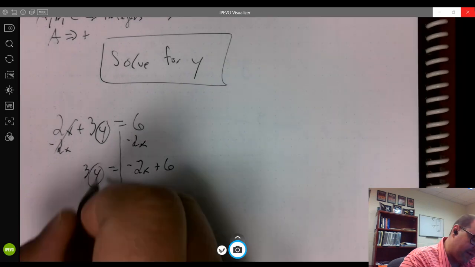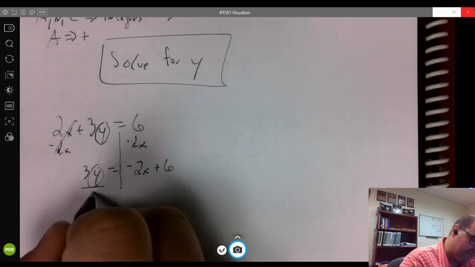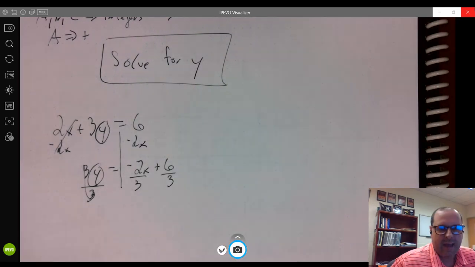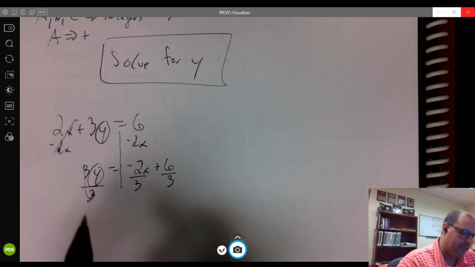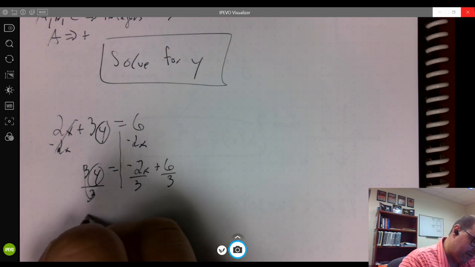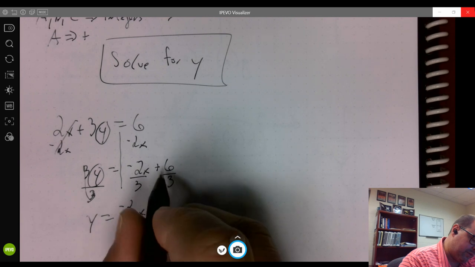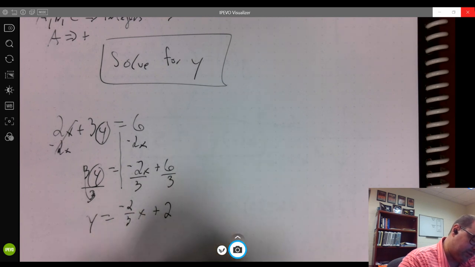Now, the next part: I haven't gotten y all by itself. I need to divide everything by 3. I've got to get the y all by itself. 3 and y are attached by multiplying. So I end up with negative 2/3 x, and 6 divided by 3 is 2.